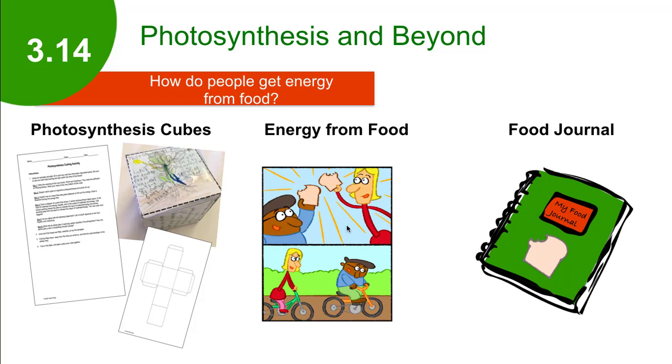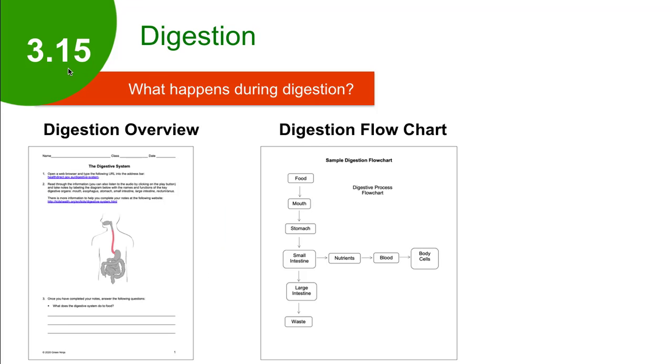And finally, students learn that in order to understand how the energy stored in glucose provides energy for humans, they need to analyze the food that they eat. Students will create a food journal as homework, where they write down everything that they eat and drink for 5 days. In Lesson 3.15, we start by ensuring that every student is up to date with their food journal. And then today we ask, what happens during digestion?